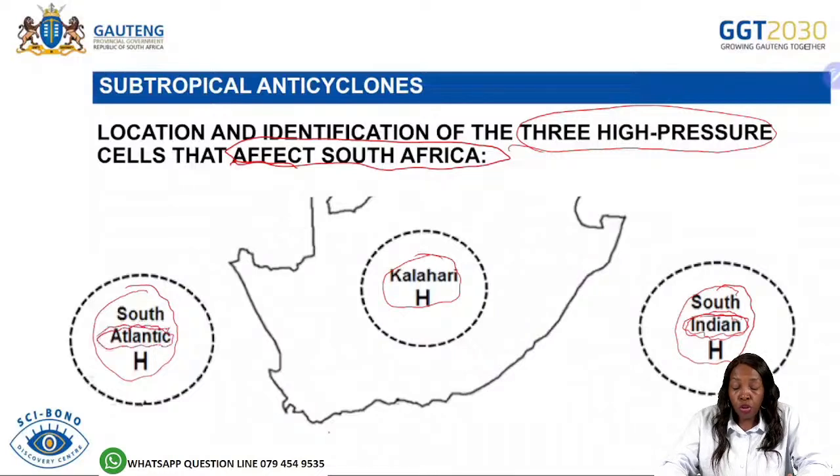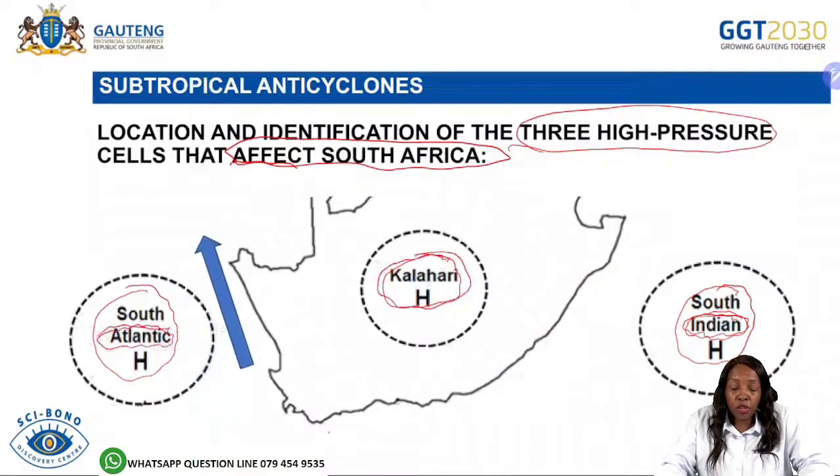So these are the names that you should get used to using whenever you are answering any of the exam questions. Your Kalahari high pressure. I know with different textbooks it may come out under a different name, like a continental high pressure. But for now, the reference that we're giving is to the Kalahari high pressure cell. So these are the 3 high pressure cells. They are located along that 30-degree latitude that we identified.